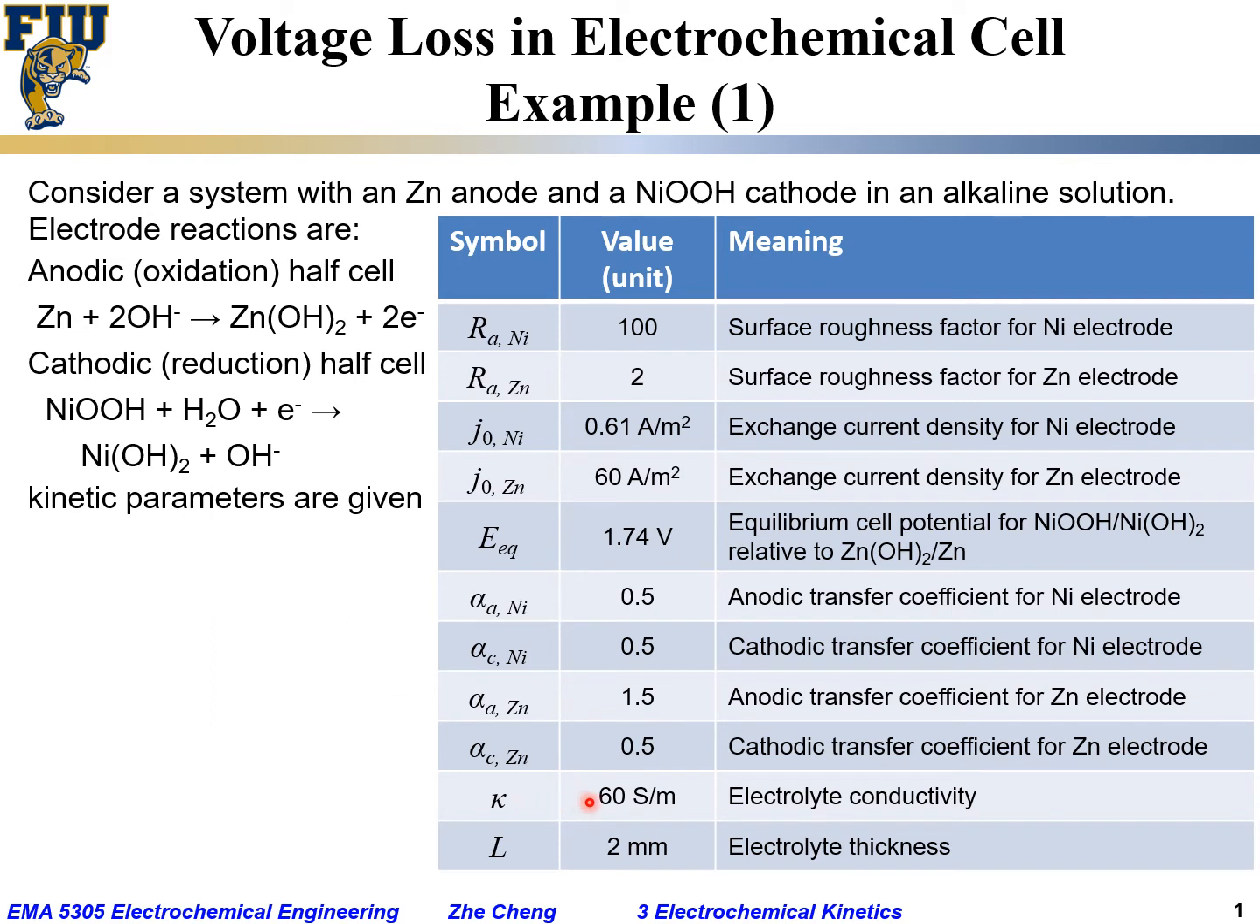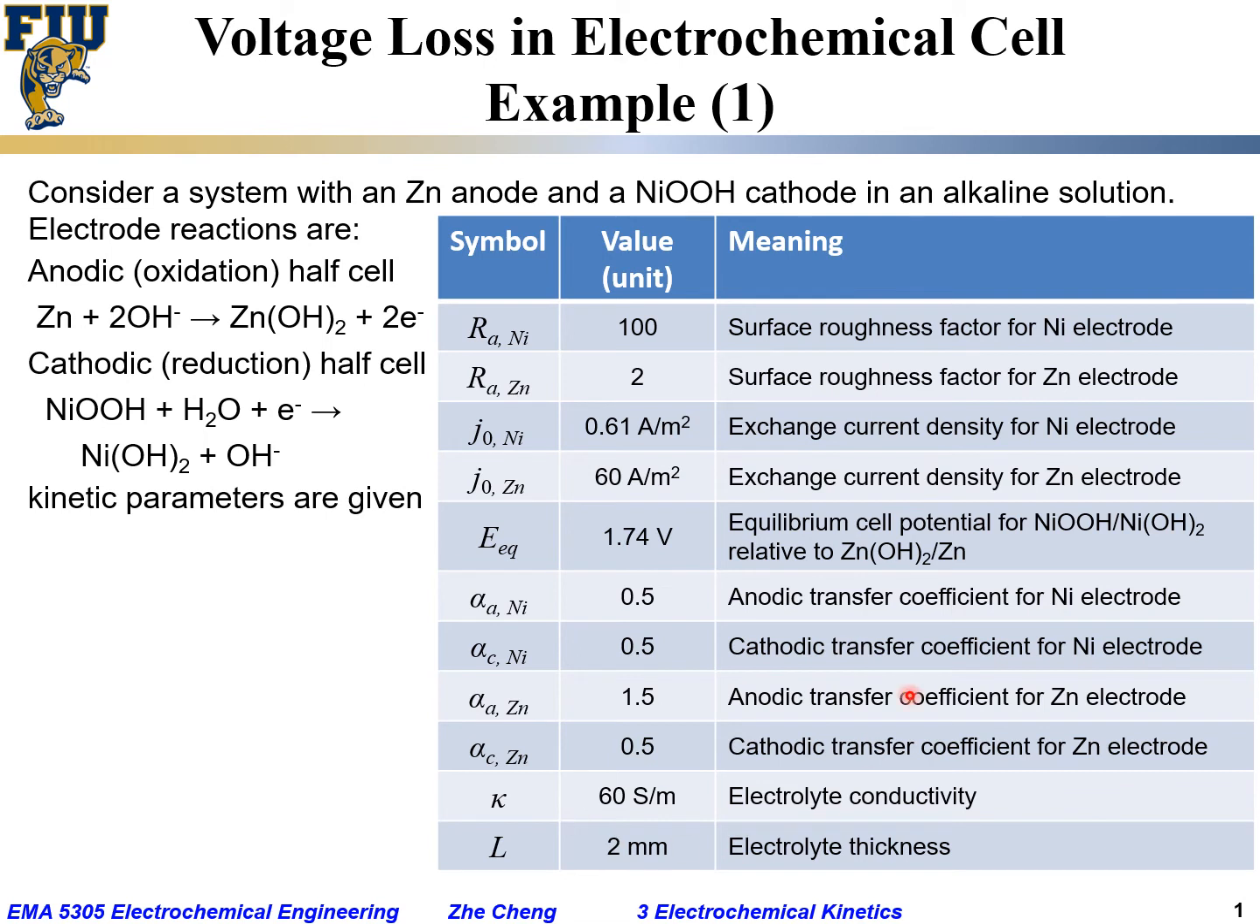And kappa would be the electrolyte conductivity for this electrochemical cell. And in this case, it is 60 Siemens per meter. Siemens is just 1/ohm. And L would be the electrolyte thickness, and this one is very thin, around 2 millimeter.